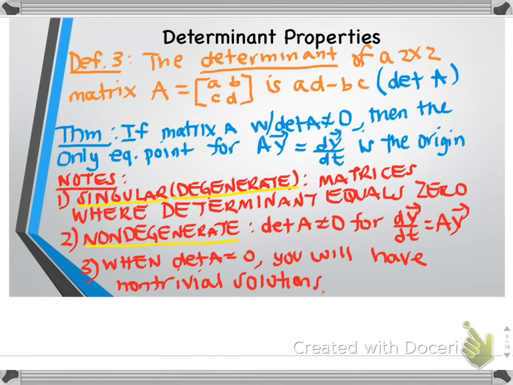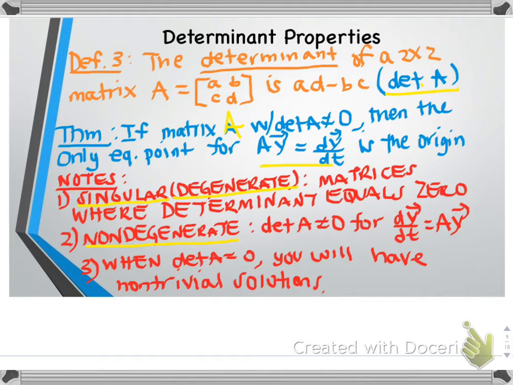So this leads to definition 3, which is the determinant of a 2 by 2 matrix A is AD minus BC. And here's the notation for determinant of A. That represents determinant of A. And so a theorem says if matrix A, with determinant A not equal to 0, then that tells us the only equilibrium point for this equation here is the origin, or is the point (0, 0). That's the only equilibrium point.